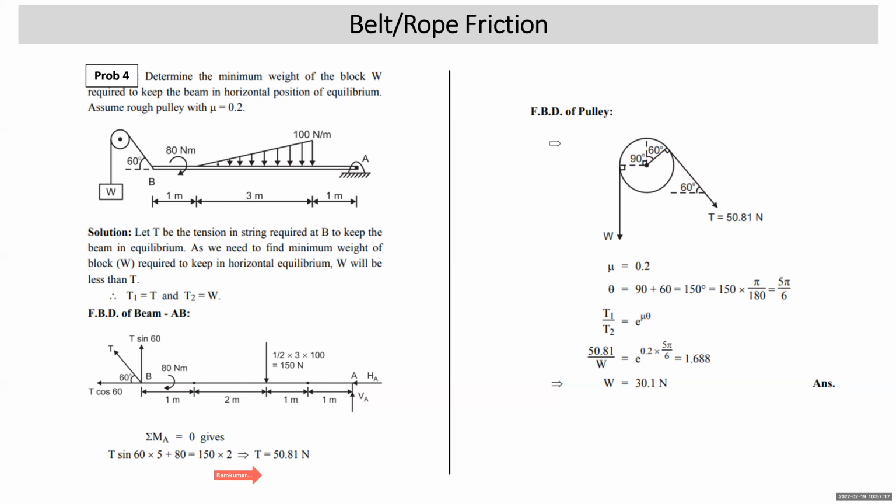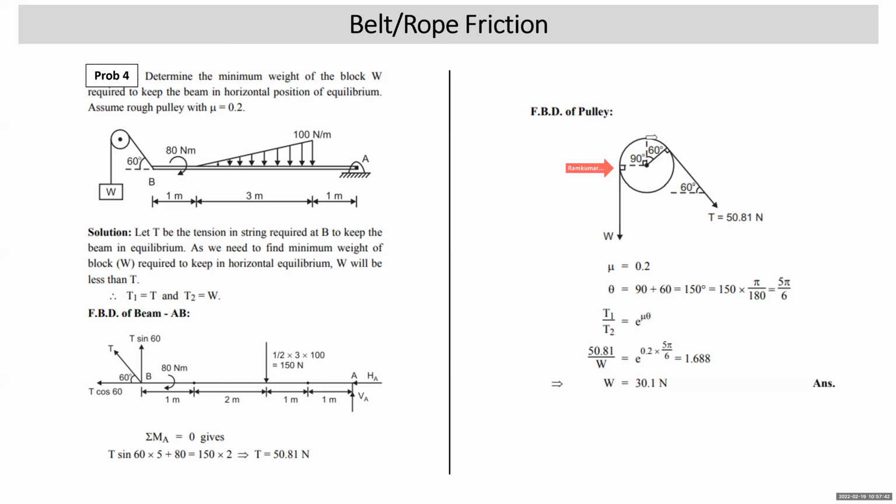Now we draw the FBD of the pulley. When we draw the FBD of the pulley, on this side the weight is W, and on this side the tension is T. We already understood that this is going to be T1 and this is going to be T2. Now this string is making 60 degrees with the horizontal. The normal will make 60 degrees with the vertical. Again, I repeat, this string is making 60 with the horizontal.